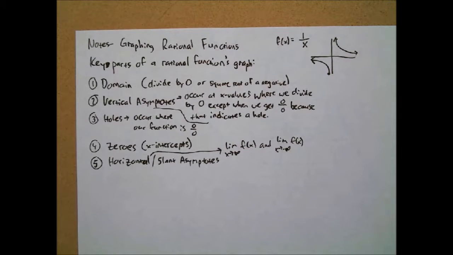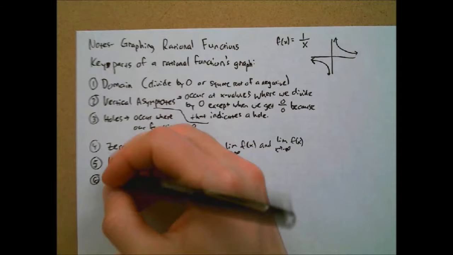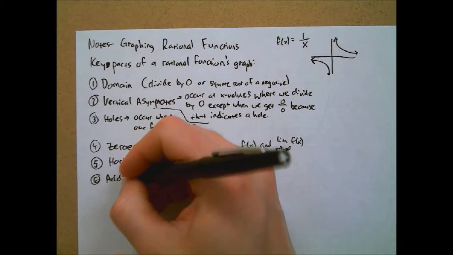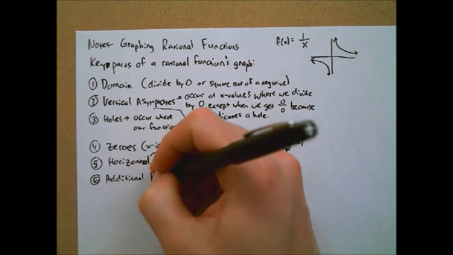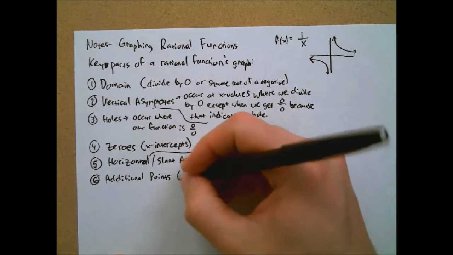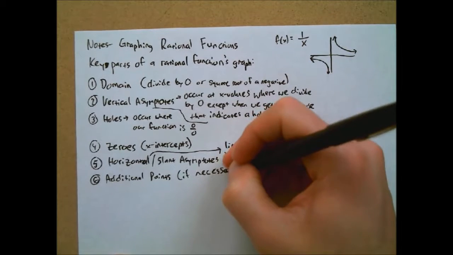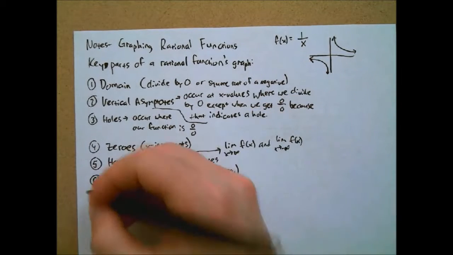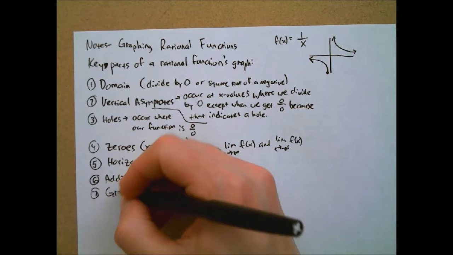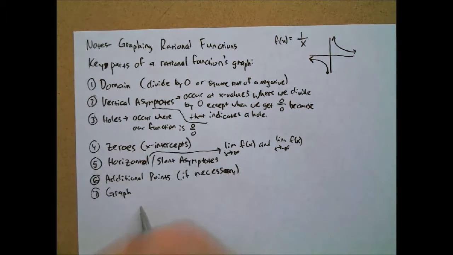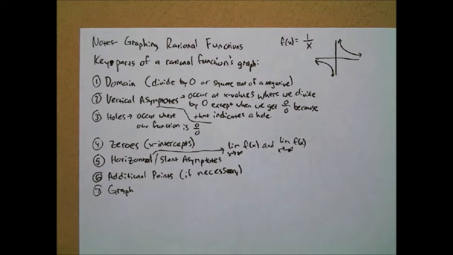Number 6, if we need additional points, if you have all that information on your graph and you're like, this looks like a mess, I'm not sure what to do, then just get some additional points. Pick some x values, plug them in, get their matching y values, plot the points. And then finally, after 6 easy steps, we then graph. It's as simple as 1, 2, 3, 4, 5, 6, 7. So, let's try one.